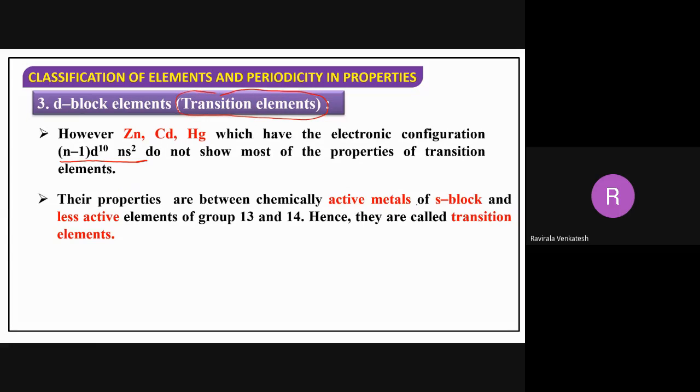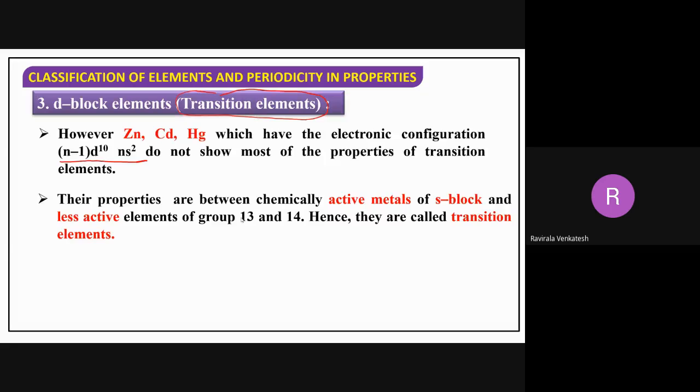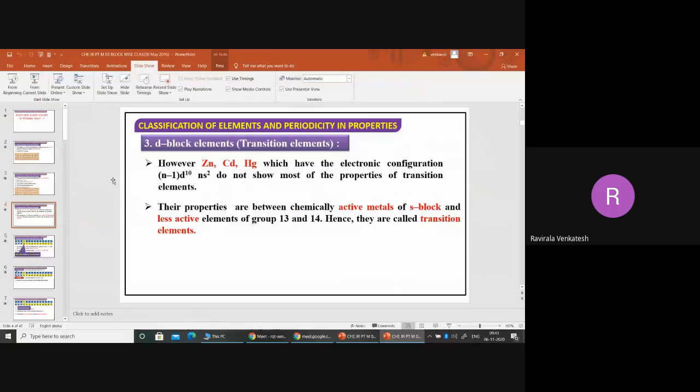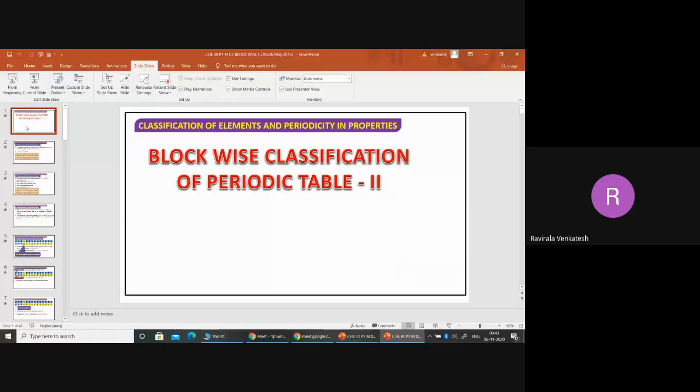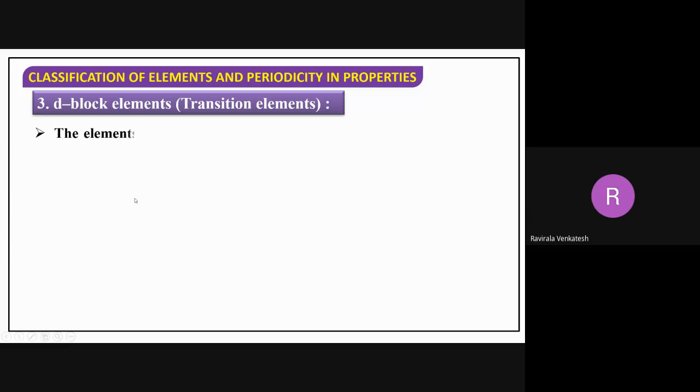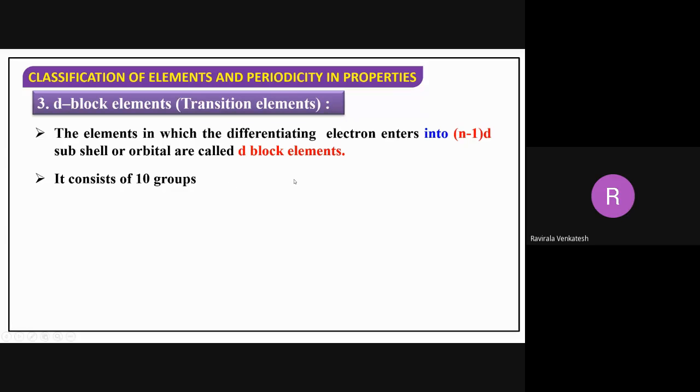The properties of S block elements I will explain later, because the first slide is not important for us. First of all, everyone knows this D block comes under what actually? Elements in which the differentiating electron enters the n minus 1 d orbital, isn't it? They are called D block elements.